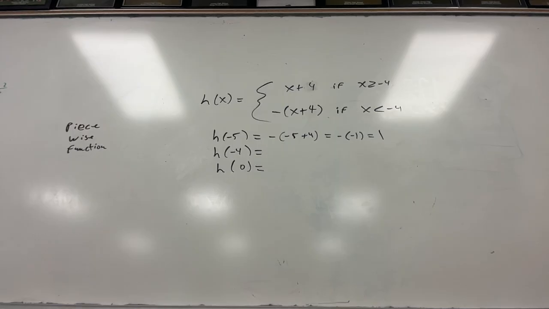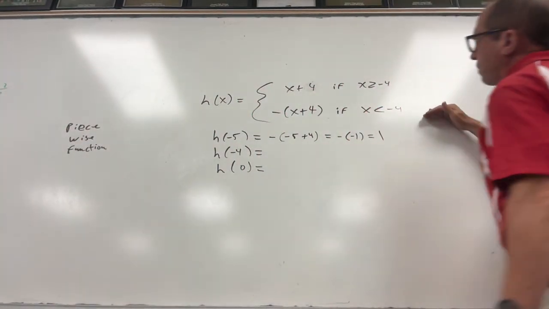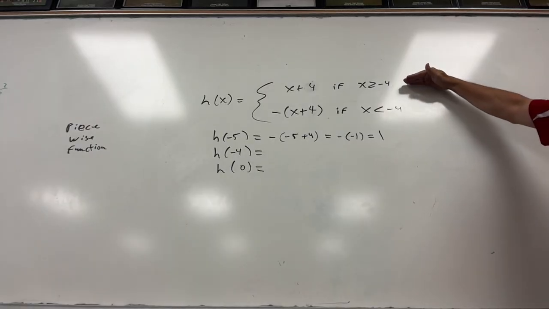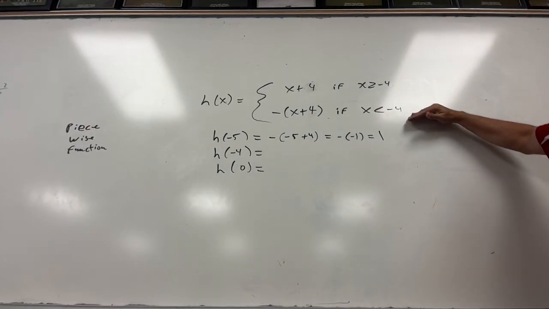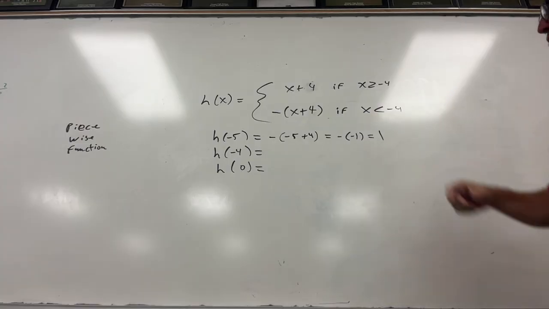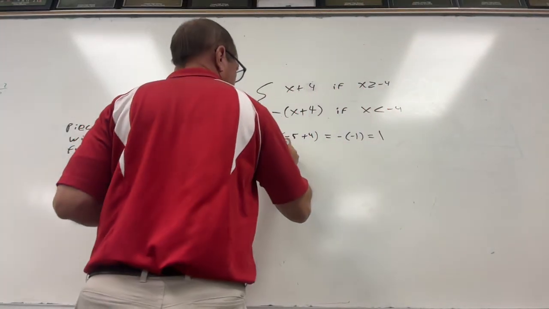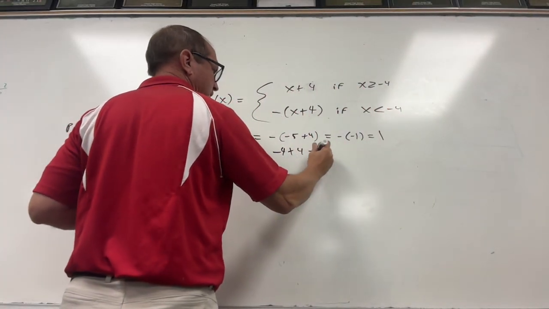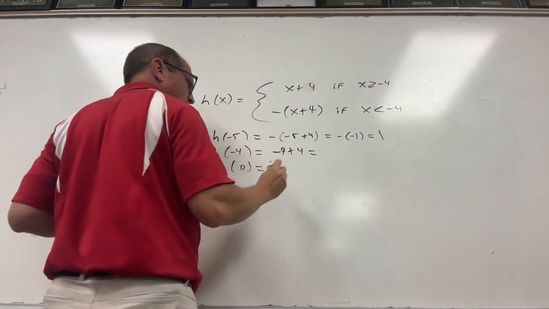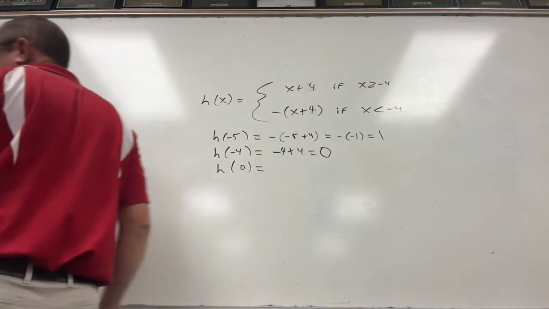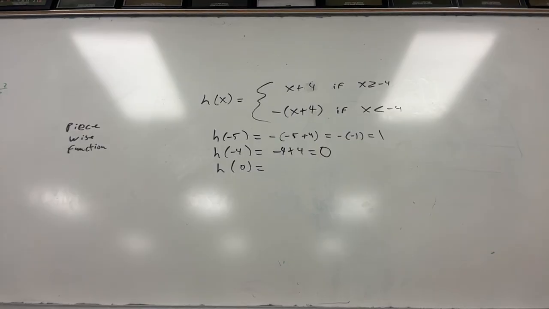H of negative 4. Which equation do I use? The top one or the bottom one? Is it greater than or equal to negative 4 or less than negative 4? Top one, right? Because it's the or equals one. So in this one I get negative 4 plus 4, which is 0. Now it just so happens, if you'd worked this problem incorrectly, you still would have gotten the same answer. But it is the top one you should plug in.